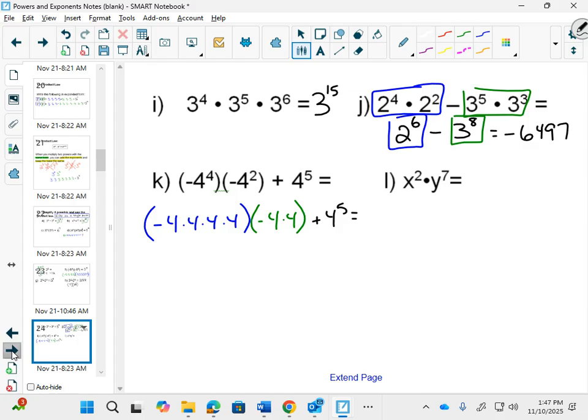Here, I could do the rule and say this is 4 to the 6 plus 4 to the 5, which is 4 to the 11. And this we need in our 5,000. And this one you can't do anything with.